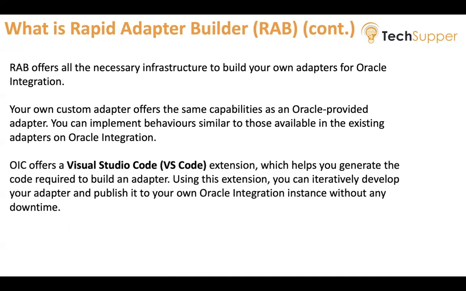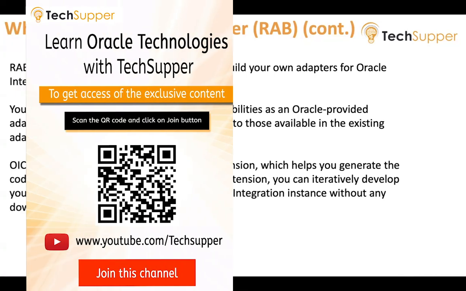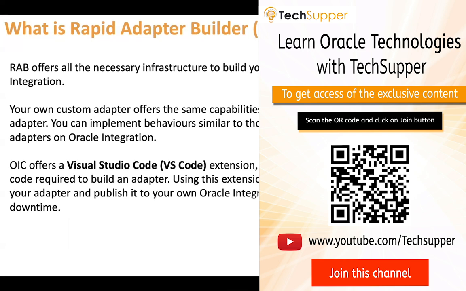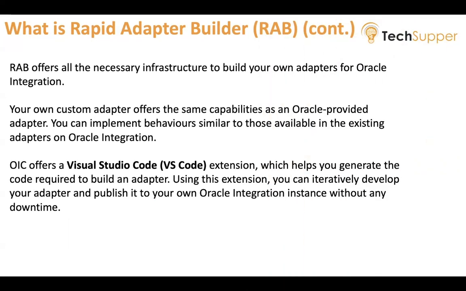That is what I was talking about. Everybody knows about it. Visual Studio Code is an editor that every developer will have at least. If not, you can simply download it. It's a very simple tool which you can download, and it's available. You simply need to install an extension which allows you to build adapters. That's it, which is like a 2-minute job: download VS Code, add the extension, and start writing your own adapters. It helps you generate the code required to build an adapter. Using this extension, you can iteratively develop.